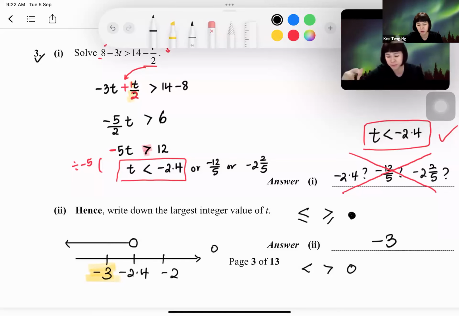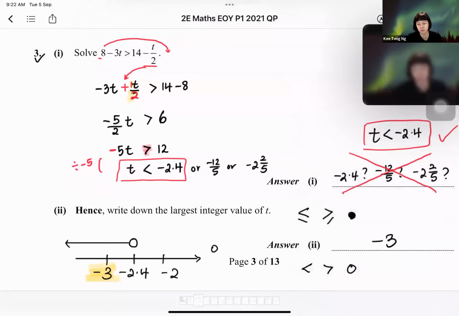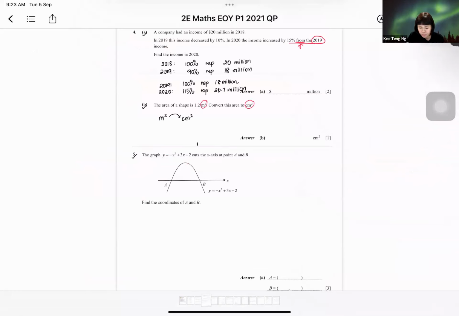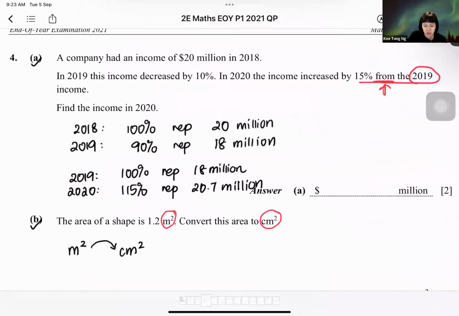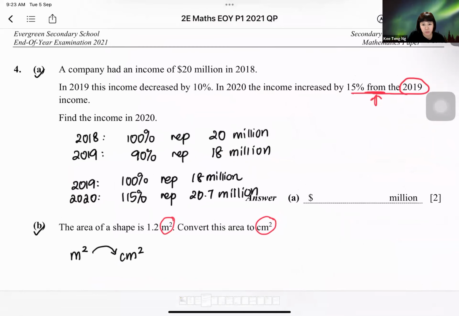Are you okay with this question? If yes, then I'm going to move on to the next question. Okay, next page. This question, question 4a, is not too difficult, but a little bit tricky.